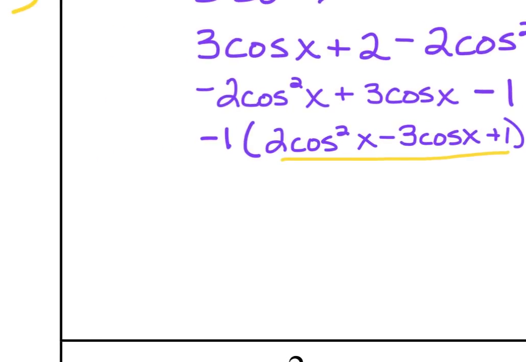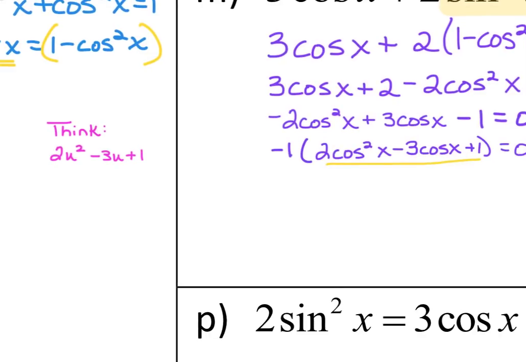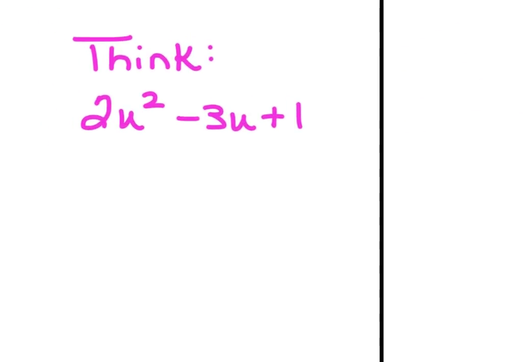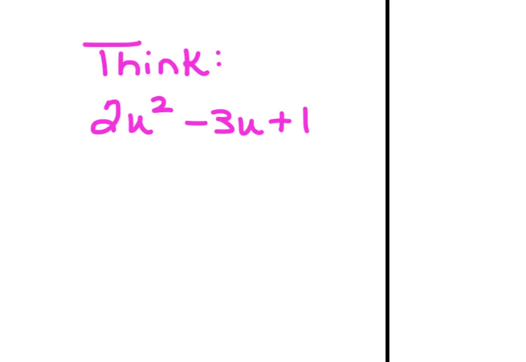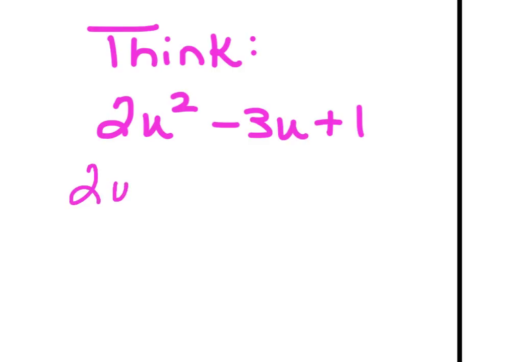And so my thinking here is 2u squared minus 3u plus 1. I'm zooming in and out because I didn't work this out ahead of time and I need to look at it. So 2 times 1 is 2. Negative 2 times negative 1 is positive 2. Negative 2 plus negative 1 is negative 3. So I'm going to rewrite this as 2u squared minus 2u minus 1u and bring down the plus 1.